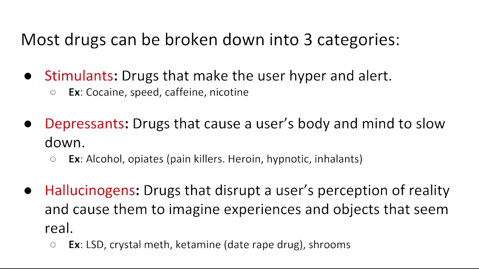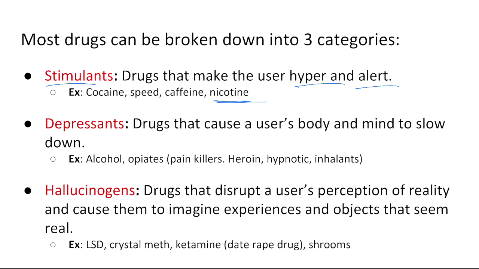Anyhow, most drugs can be broken down into these three categories. Stimulants. So these are drugs that make the user very hyper, very alert. So some examples: cocaine, speed, caffeine, nicotine. Yes, caffeine is considered a stimulant drug. Nicotine found in cigarettes, as well as e-cigarettes, which we will be talking about in a future lesson.